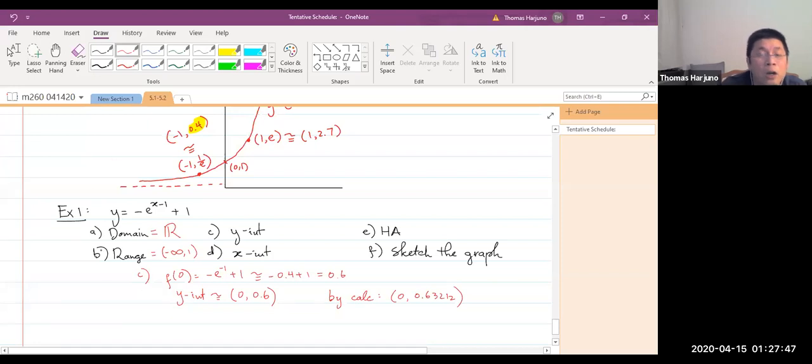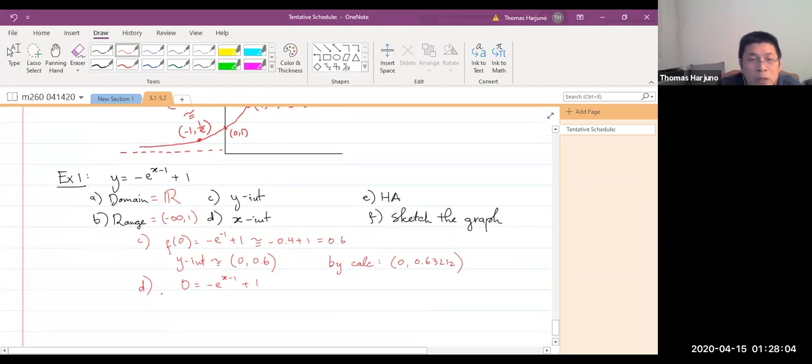Now, part D, how to find the x-intercept. So 0 equals negative e to the x minus 1 plus 1. That's e to the x minus 1 equals 1.